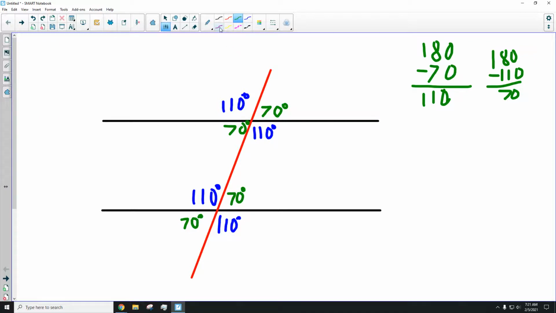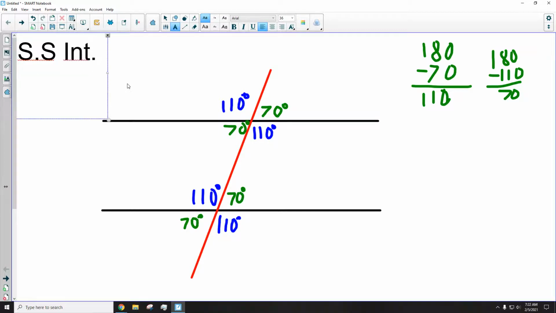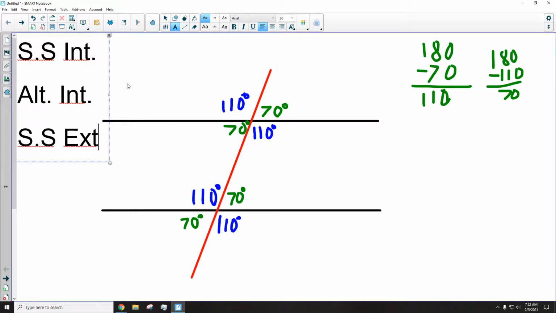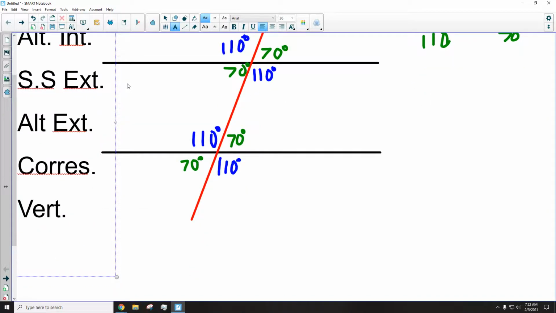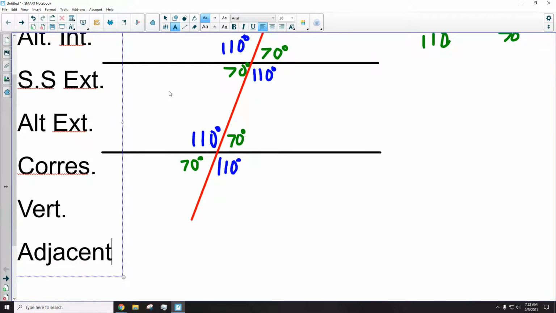So then we need to take a look at our angle pairs. We have same side interior, alternate interior, same side exterior, alternate exterior, corresponding, vertical, and technically adjacent, but I already used that.